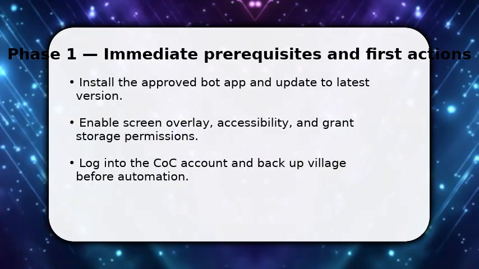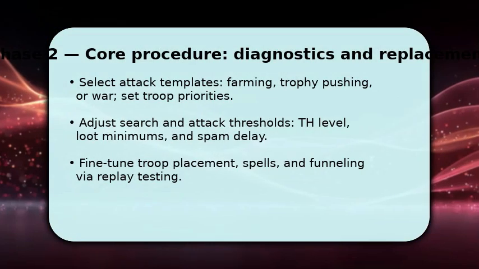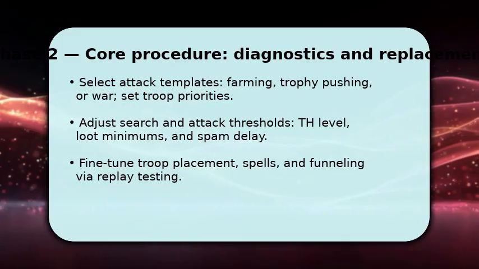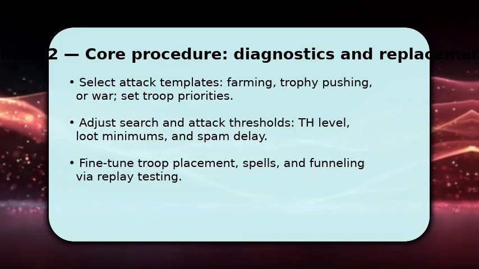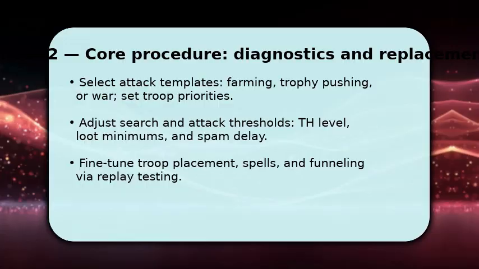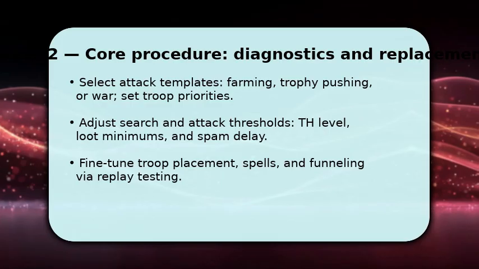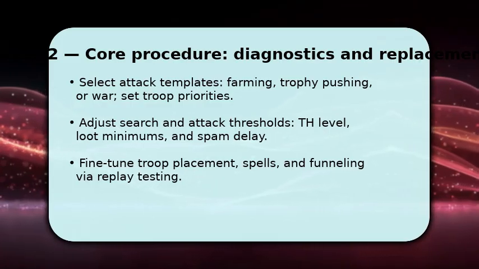Next, you configure strategy parameters. Pick farming versus war modes and set troop priorities and donation rules. Once set, adjust search thresholds, minimum gold and elixir, acceptable town hall levels, and delay between attacks to balance time and profit. Make sure to test on a small batch of raids and watch replays.